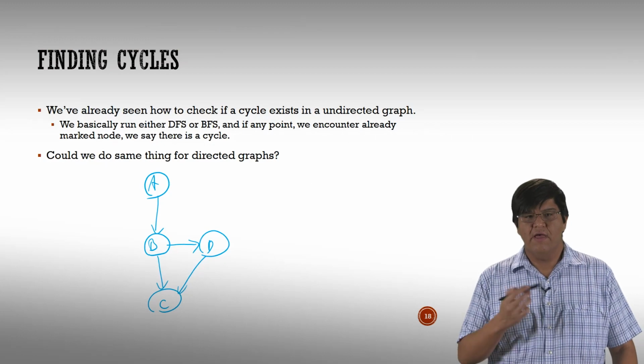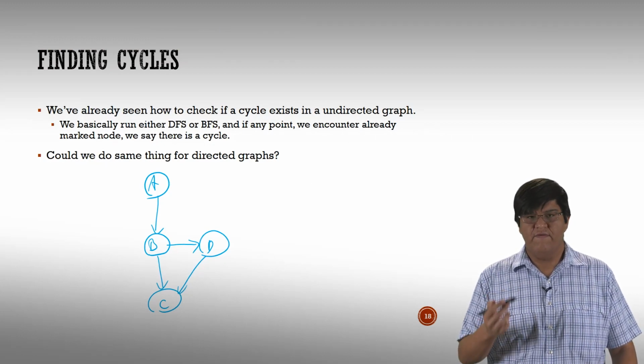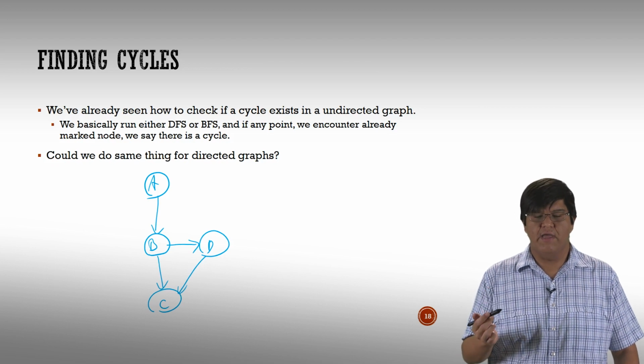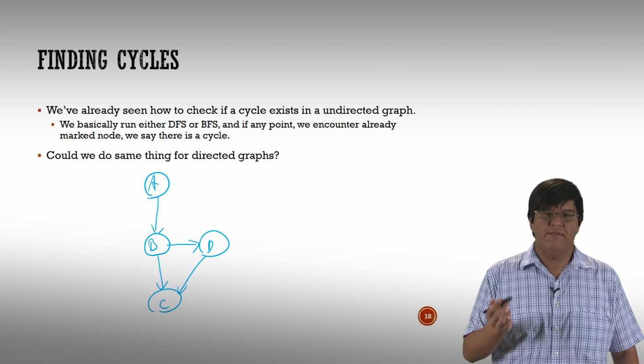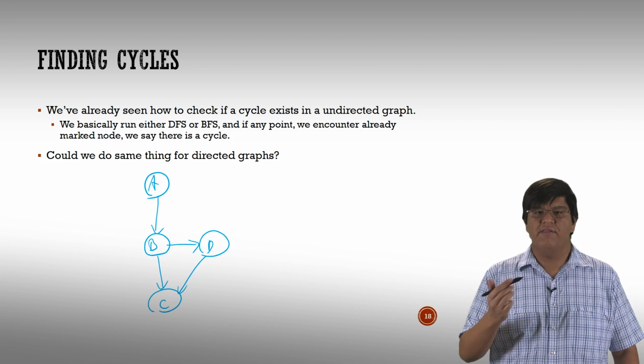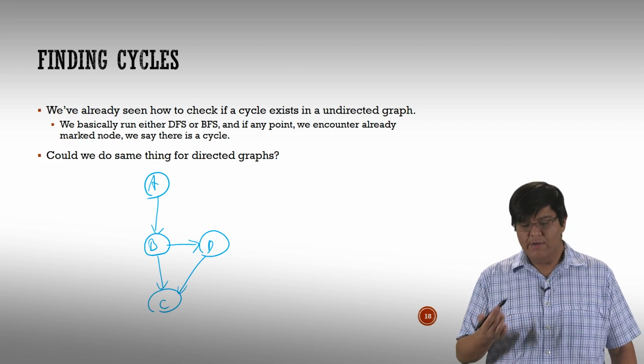Hey folks, so in the last video what we saw is that it's not sufficient to use a naive BFS or DFS approach to check whether there's a cycle. It's simply not enough to know that seeing something that's already marked indicates a cycle, right? And we've seen the counterexample of that. So what can we do instead?